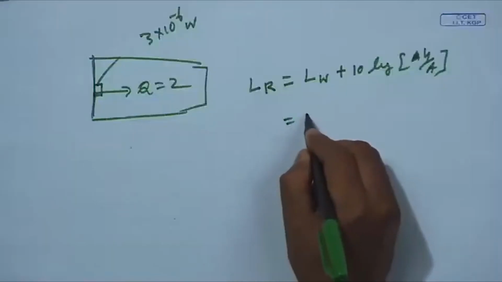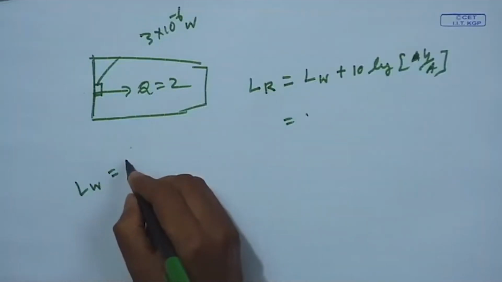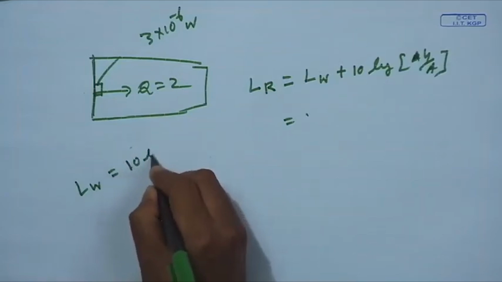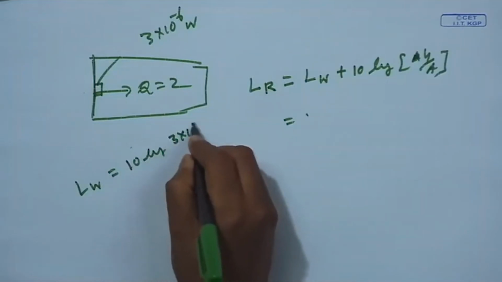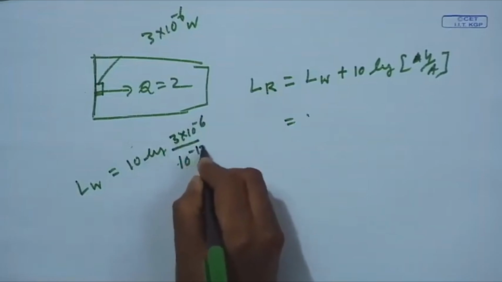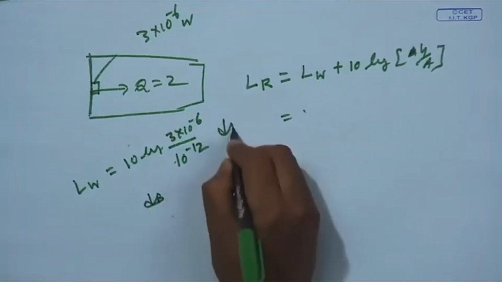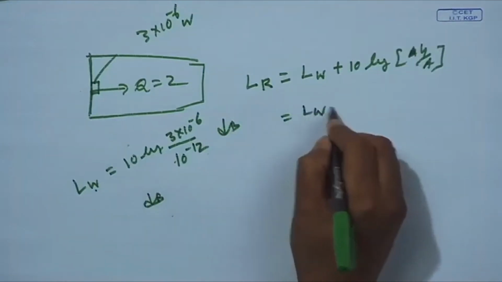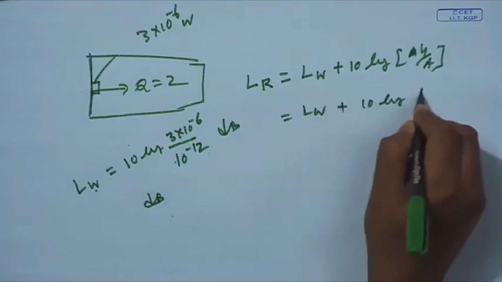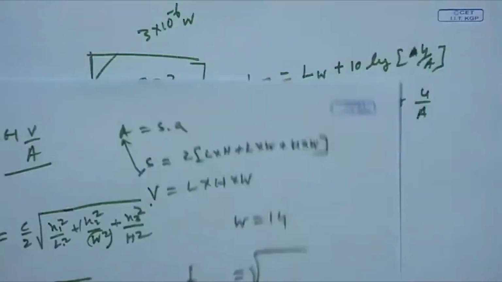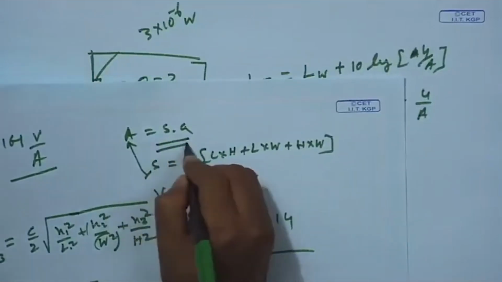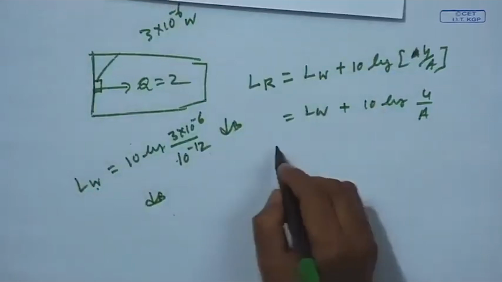So, to find out the reverberation level in dB, the power level in dB, it is the reverberation sound power. Power is nothing but the source. What is LW? LW is 10 log of power, 3 into 10 to the power minus 6 divided by 10 to the power minus 12, the reference power, 0 dB. So, I got this LW. Once I know LW, then plus 10 log 4 by A. I know A from the previous slides. A is S into alpha. So, I get 4 by A and I get that dB.